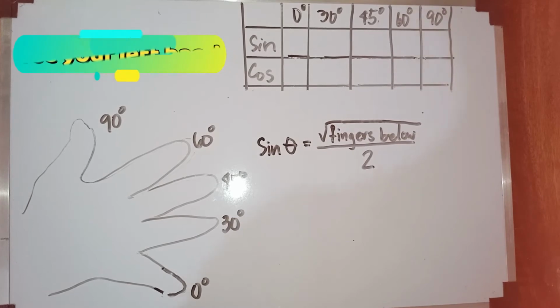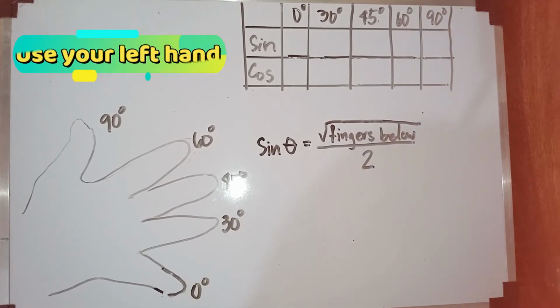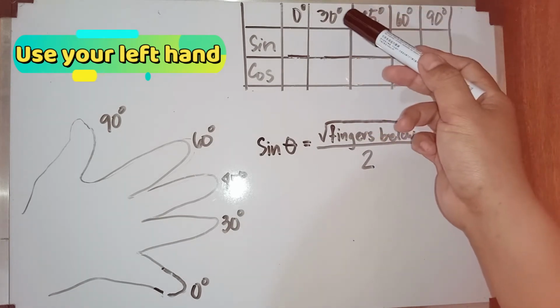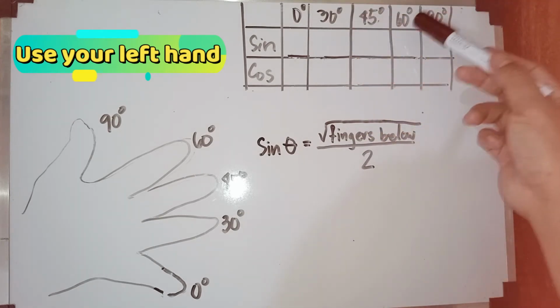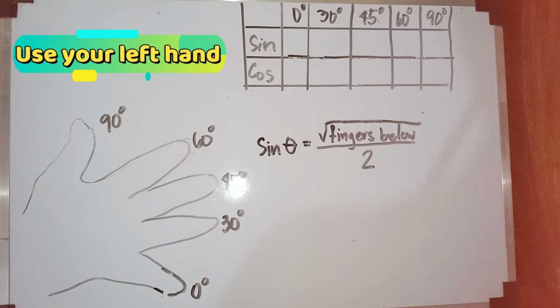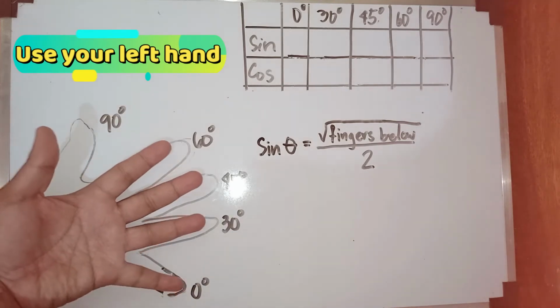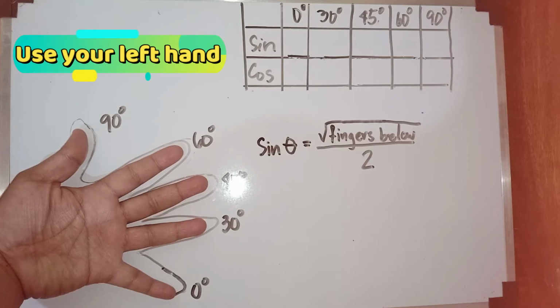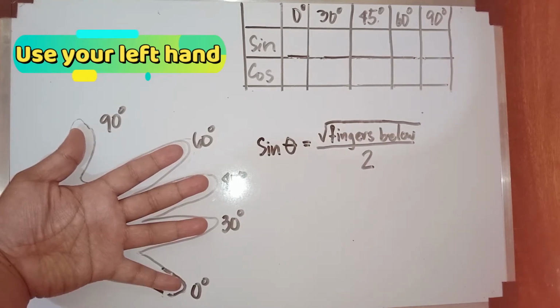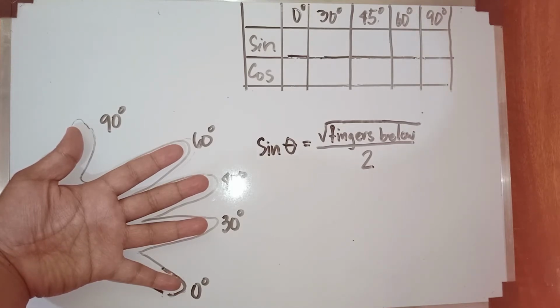So yung gagawin natin ngayon mga boss is we are going to determine the values of the sine and cosine functions of 0 degree angle, 30 degrees, 45 degrees, 60 degrees, at saka yung 90 degrees angle. So gamit lamang po natin is yung ating mga fingers. So this technique is very easy to follow at mas mapapadali po yung pagkuha nyo ng mga values ng ating angles. So first, we are going to assign a certain angle sa bawat mga daliri.